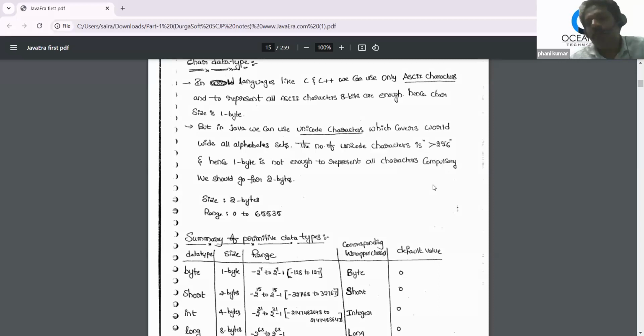So in C, we are using character arrays, but in Java, we are not using character arrays. In Java, we are using the string data type. String is one data type in Java. Right. If you have any doubts in these topics, please raise them. I will answer you.